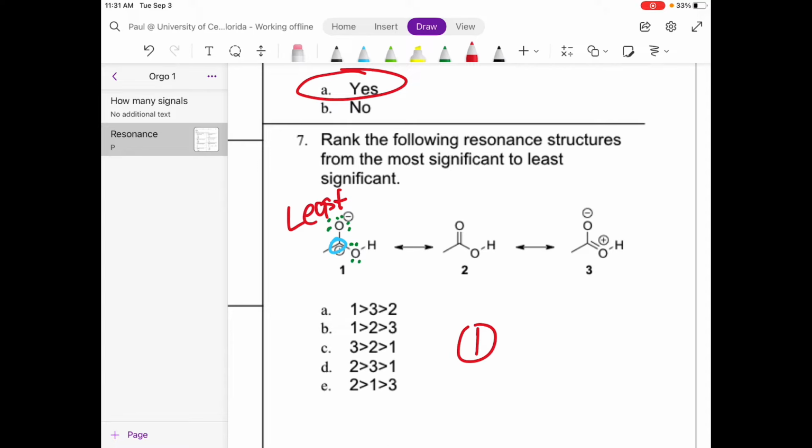So now we need to break the tie between 2 and 3, we have to go to rule number 2, which says the molecule that has the least amount of formal charges will contribute to the resonance hybrid the most. And we can see that in molecule 3, there's 2 formal charges, and in molecule 2, there's 0. So that makes that the most significant, and this would be the second most significant. So that would be 2, 3, and then 1. So answer D would be the correct answer choice.